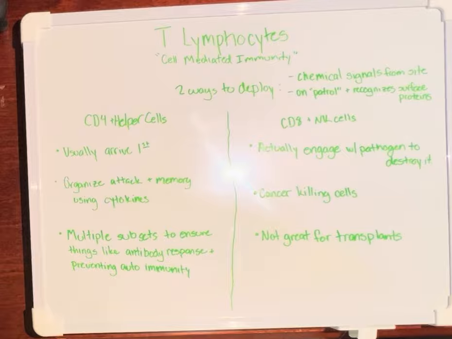pathogen. It also is an innate response to kill cancer cells. If they notice that there's something that has started rapidly producing and those cells are not being controlled, they will kill those too. One thing I do want to point out with your T lymphocytes is that this is what we're trying to suppress whenever we give anti-rejection medications for transplants.